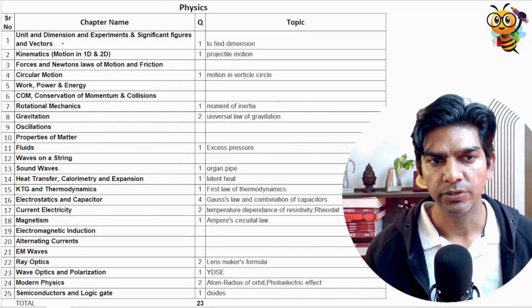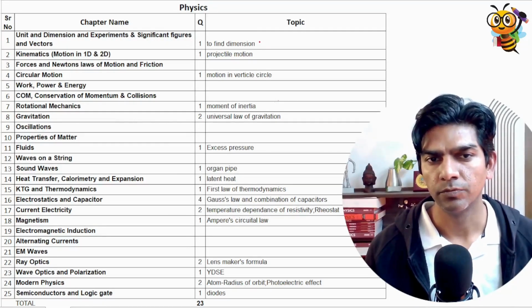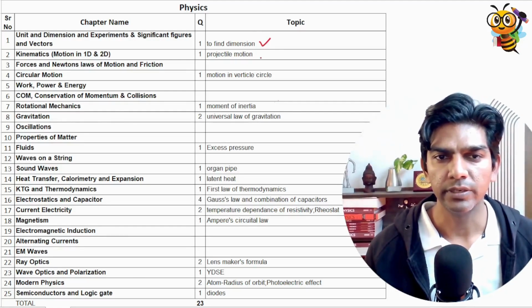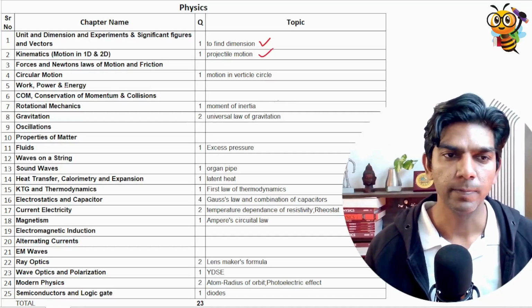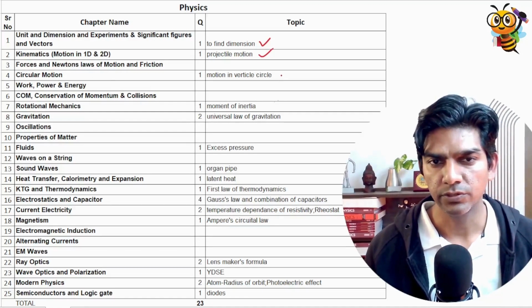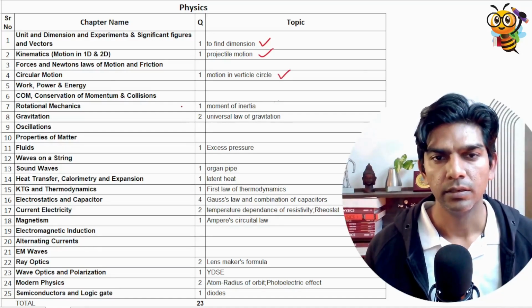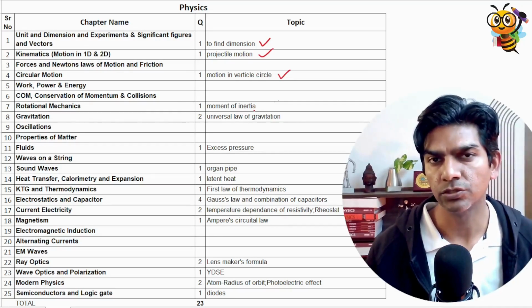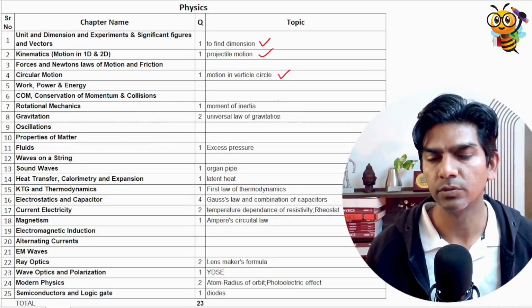So from units and dimension, there was a question where we have to find the dimension of a physical quantity, one question. And from kinematics, there was a question from projectile motion. And from circular motion, there was a question based on vertical circle, where we have given velocity at the bottommost point and we have to find the tension or the velocity at certain some other point.